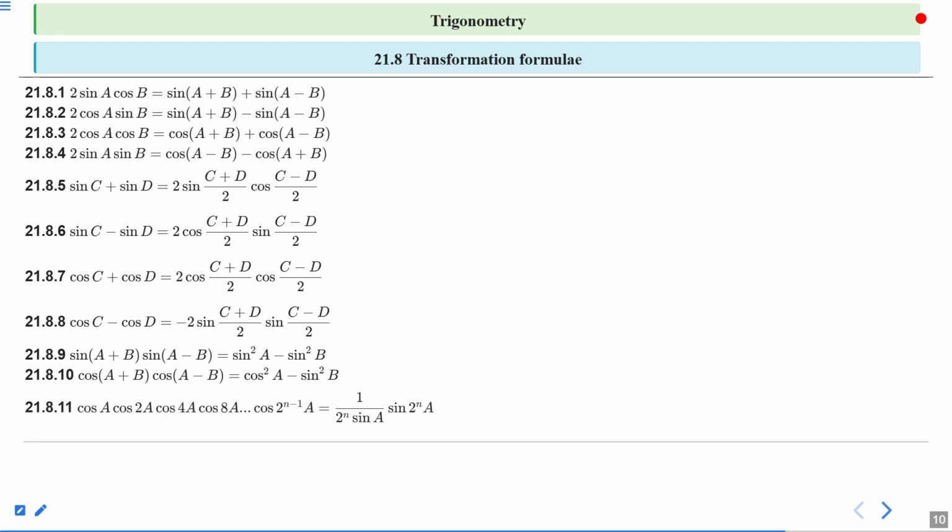cos A · cos 2A · cos 4A · cos 8A and so on up to cos 2^(n−1)A equals 1 upon 2^n sin A, where in the numerator we multiply by sin 2^n A.